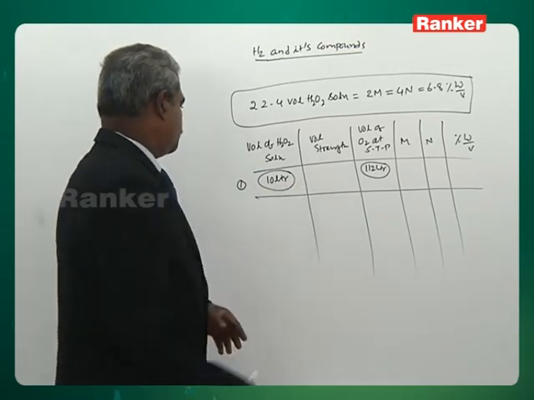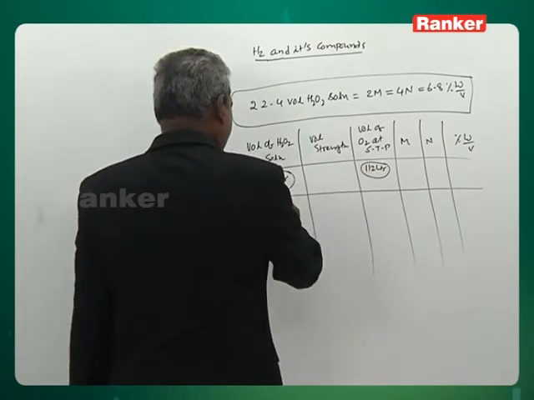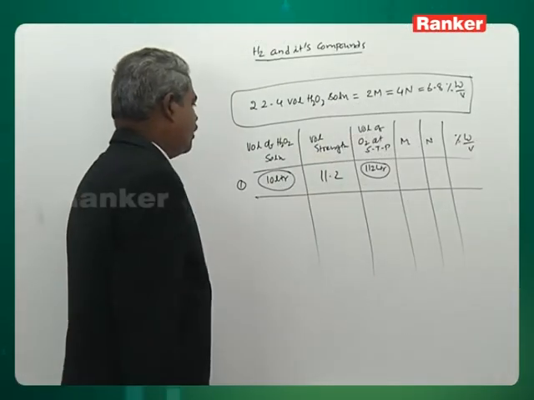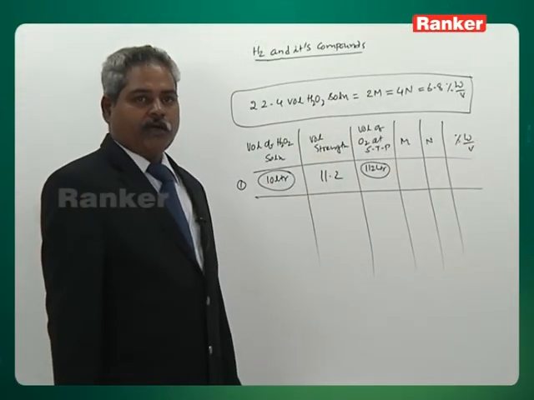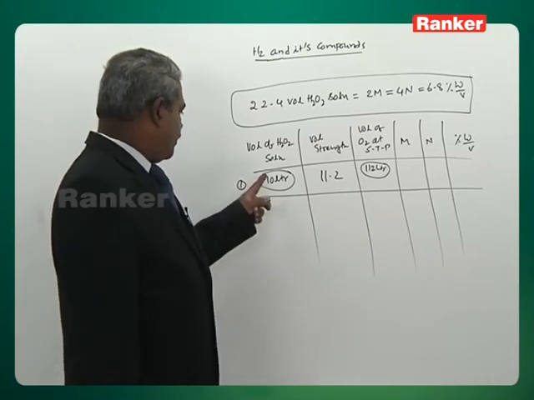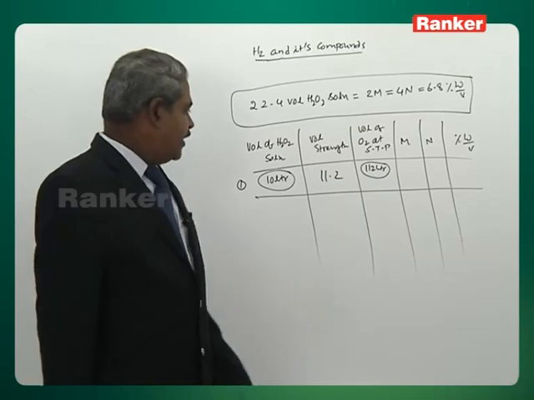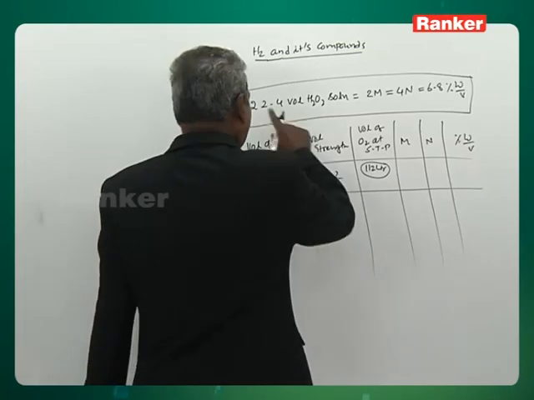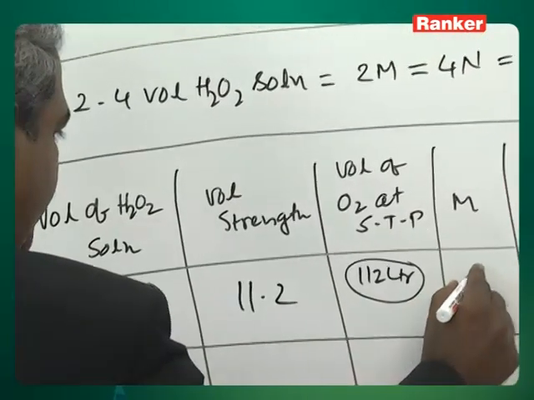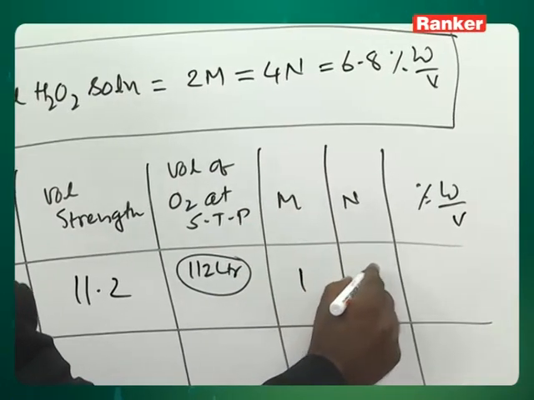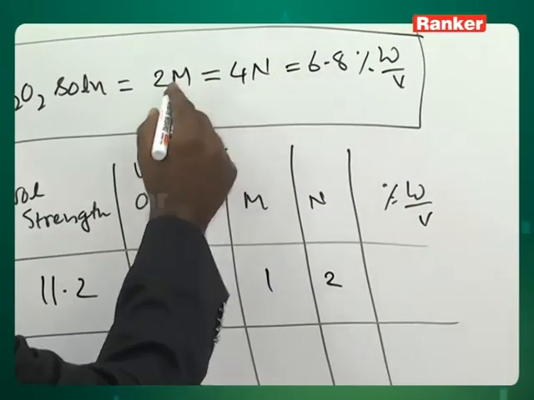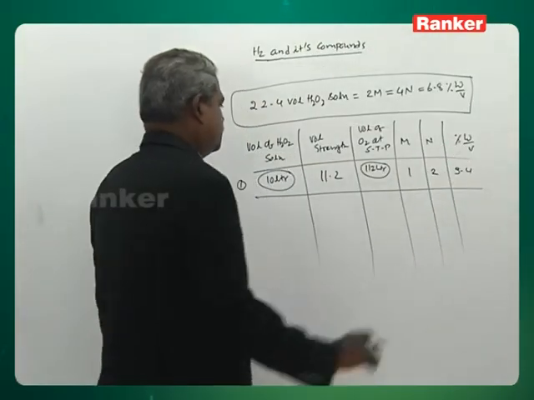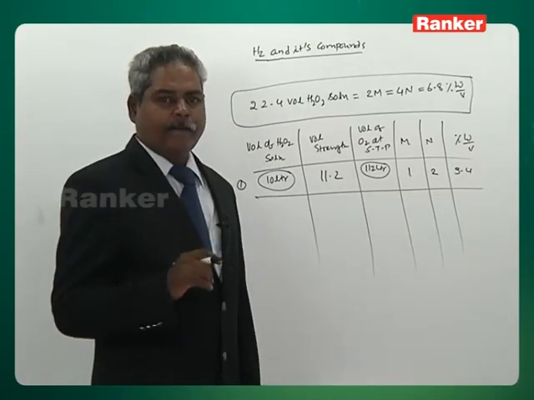If you take 10 liters you are getting 112, so if you take 1 liter you get 11.2. This is called 11.2 volume. According to the definition, whatever you get on heating 1 liter is called volume strength. So, when it is 22.4 volume, the molarity is 2; at 11.2, molarity is 1. When molarity is 1, normality will be 2. When this is 2, this is 6.8; when this is 1, this is 3.4. Just using the definition.